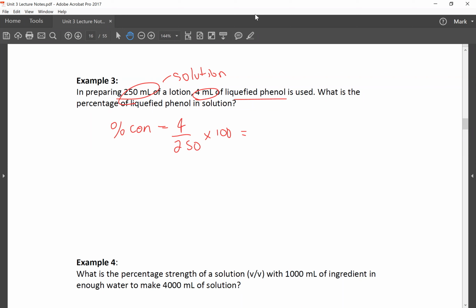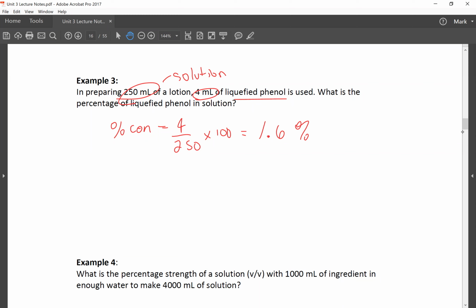Is that what you guys got? Let me check the chat. A lot of people are getting 1.57. I didn't get 1.57, but I did get 1.6. I don't know where the 5.7s are coming from, but it's 1.6%. Okay, I'm just seeing if I made a mistake there.